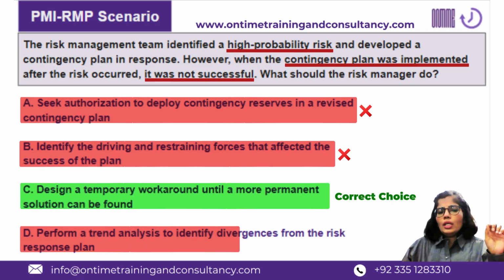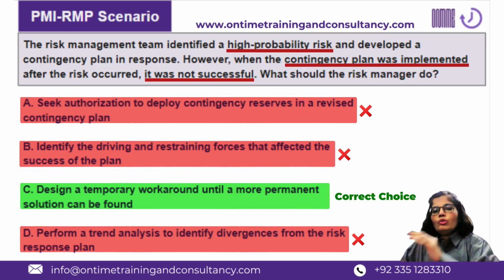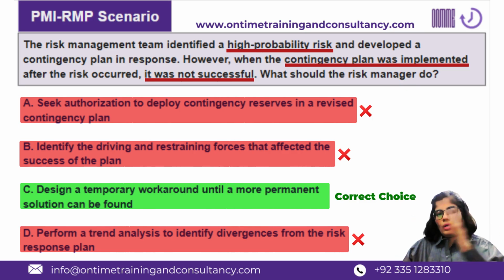Why not option D? Perform a trend analysis to identify the divergences. D is, one way or the other, a reflection of option B. Trend analysis is also a way of doing root cause analysis, right? So you can perform root cause analysis in a variety of ways. Trend analysis is also very helpful because in trends you have the actualized data and you forecast your upcoming time based on the actualized data.